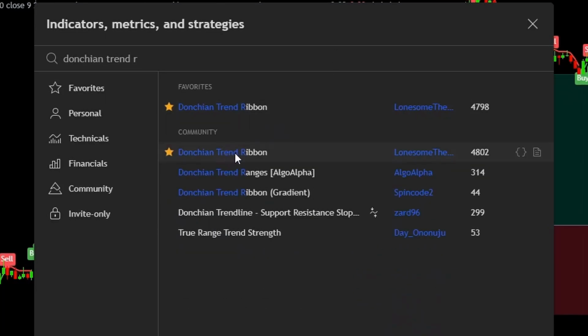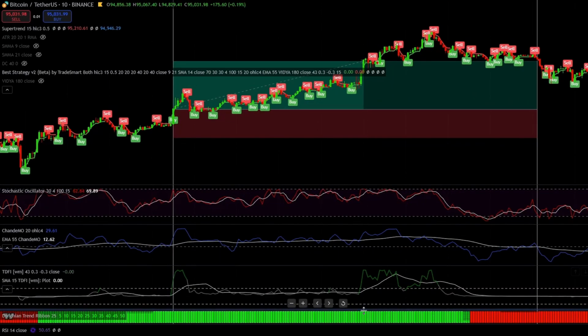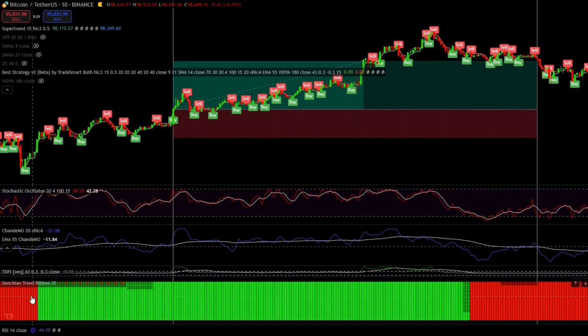So the Donchian trend ribbon is this one. And it will look something like this. So the Donchian trend ribbon will print you red and green bars. Whenever a green bar is followed by a red bar, that means a sell signal. And whenever a red bar is followed by a green one, that is a buy signal. So this would have been a buy signal. And this is a sell signal.